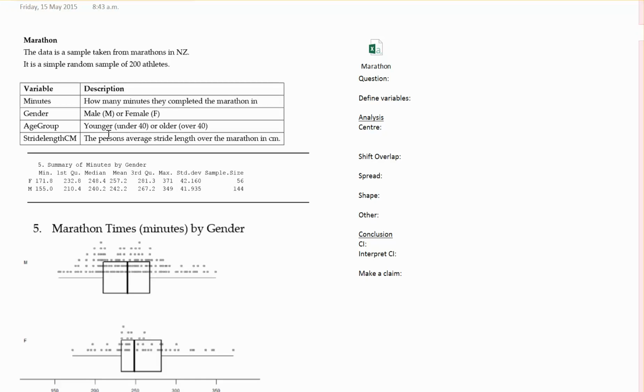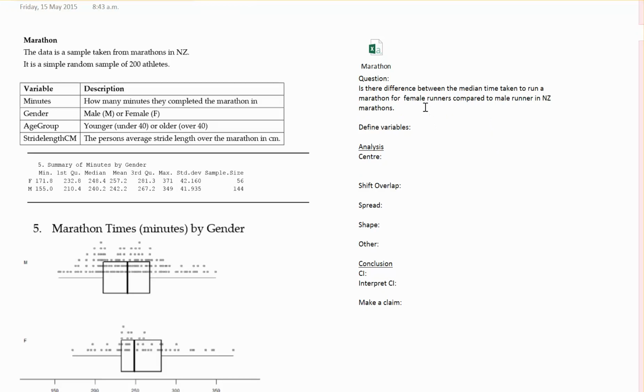So again, I'm looking at my variable being something that I can measure and the groups being just two different categories. So my variable options here are minutes and stride length, and my groupings are either gender or age group. So let's go with minutes and gender because that's what's on the graph. So typing quickly there. Is there a difference between the median? You can get your statistic.